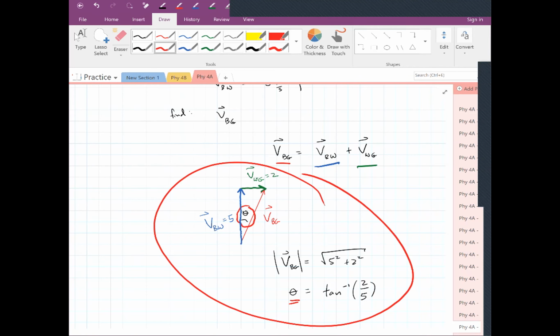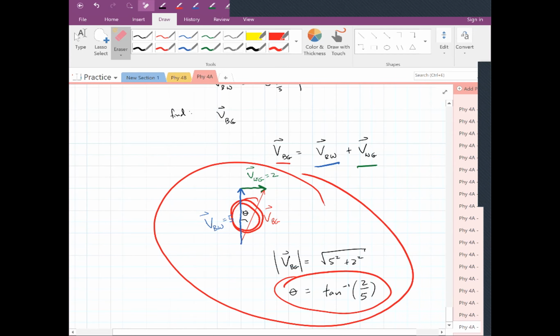It gets really complicated trying to describe angles with words. Draw a little picture, tell me what theta is on your diagram. It's that angle right there, and then give me a number, right? And then it's super easy.